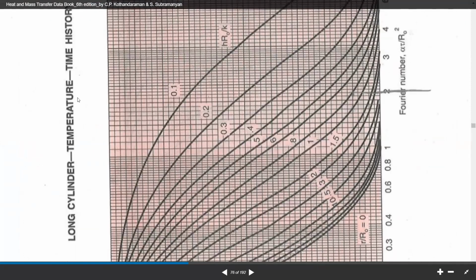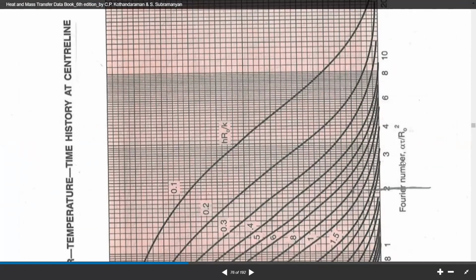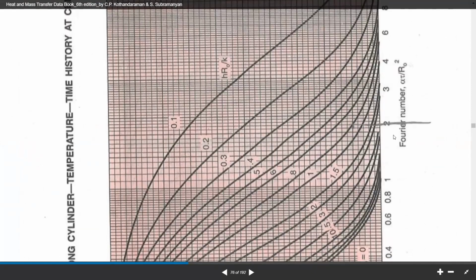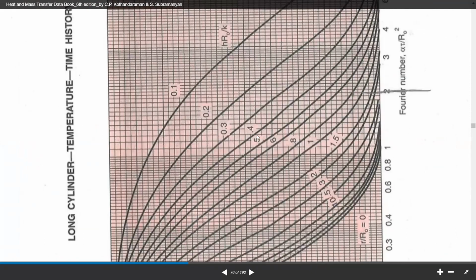Long cylinder, temperature time history at center line. On the x-axis we have the Fourier number, that is 1.067, and these curves represent the Biot number, that is h R naught by k. So the Biot number is 0.54 and the Fourier number is 1.06. There is some misalignment here, so do take this line as 1 and this line as 2.